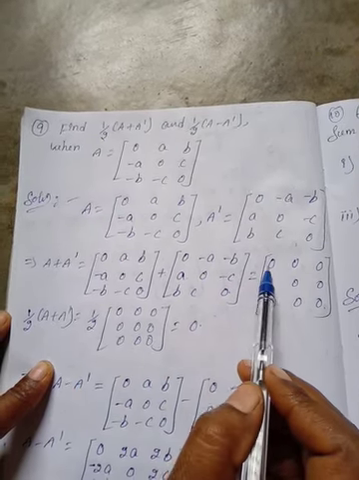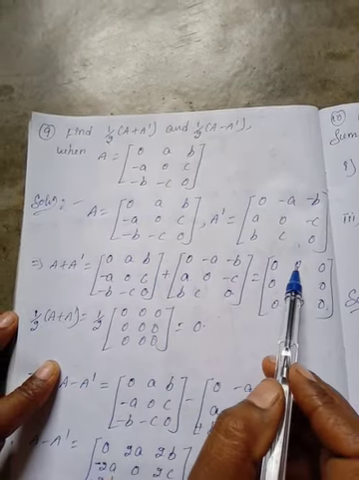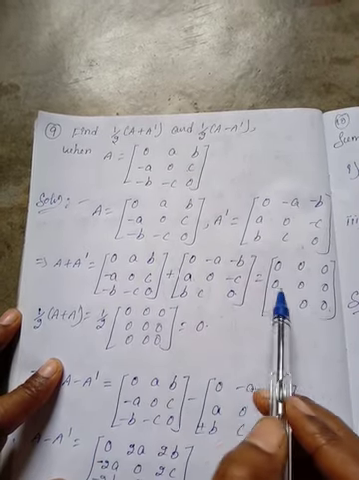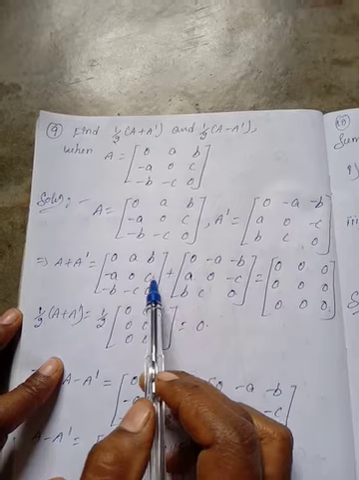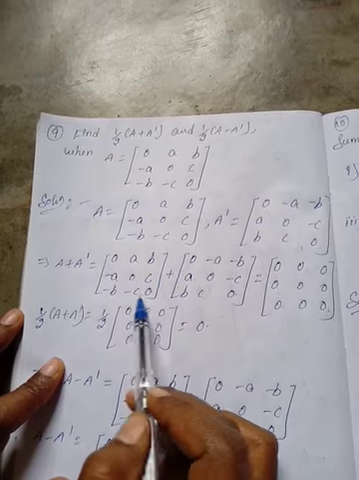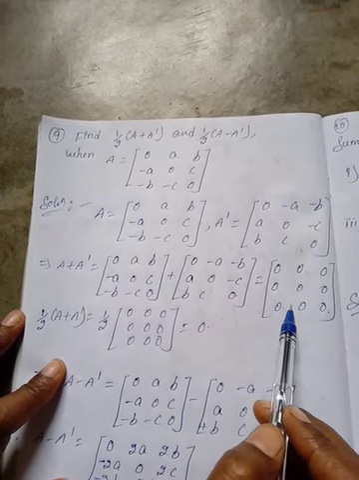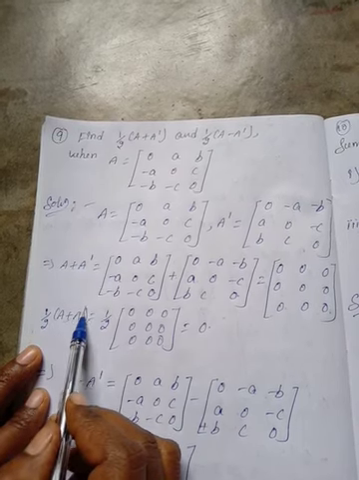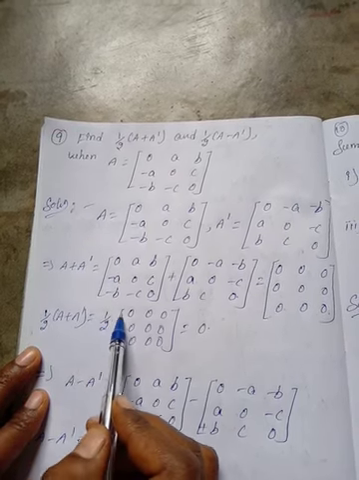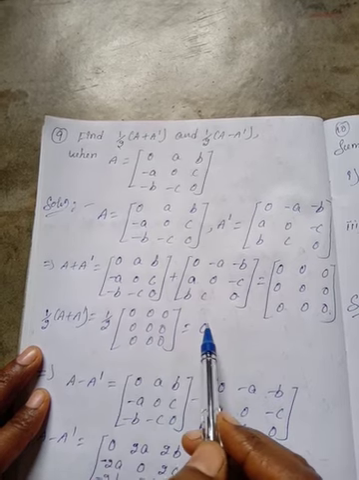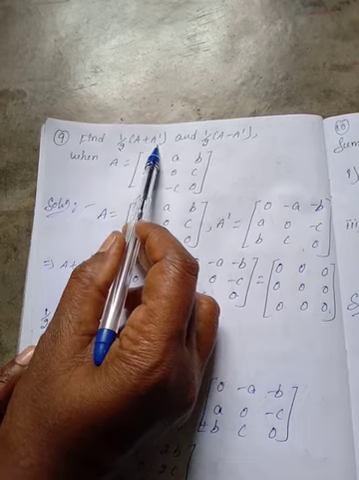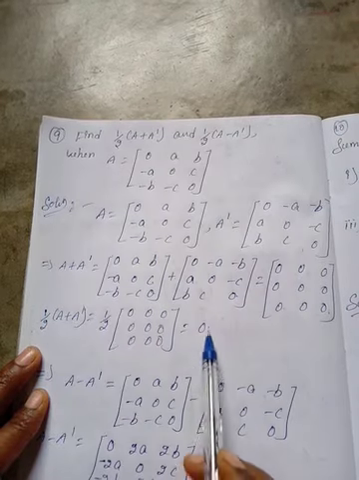0 plus 0, 0, A minus A, 0, B minus B, 0. Minus A plus A, 0, 0, 0, 0, C minus C, 0. In the same way, third row also you are getting 0. So guys, we need half into A plus A transpose, is equal to half into, you are getting 0 matrix. This is your 0 value. So guys, half into A plus A transpose value, we are getting 0.